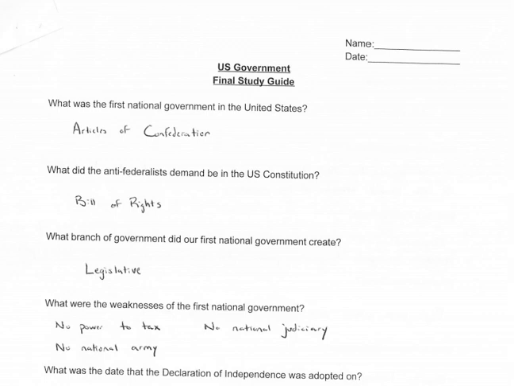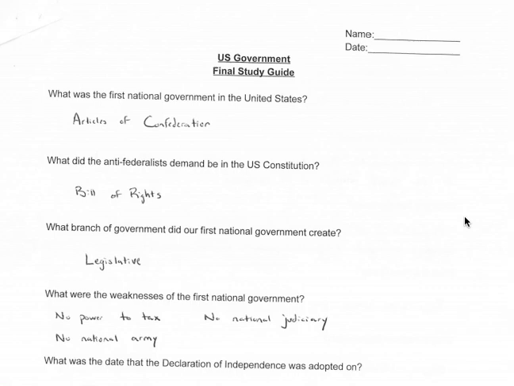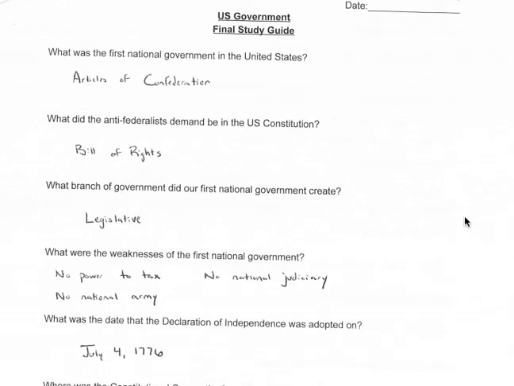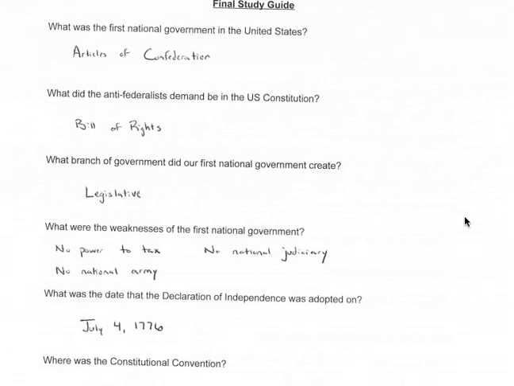The first government created by the United States was called the Articles of Confederation. Then, after that failed, they created the United States Constitution, and the Anti-Federalists, in their argument to pass it, were that they wanted a Bill of Rights. The branch of government that they did create under the Articles of Confederation was the legislative branch. They did not have the other two.